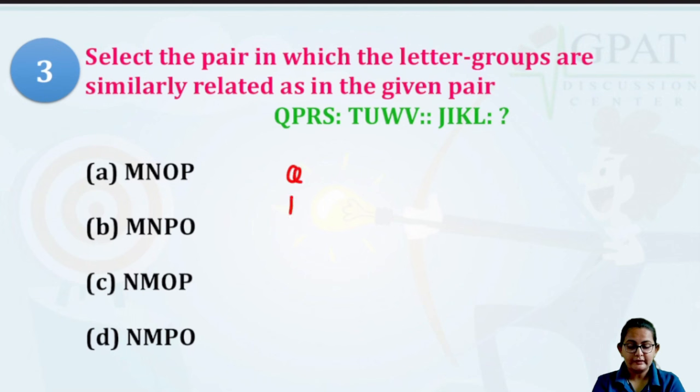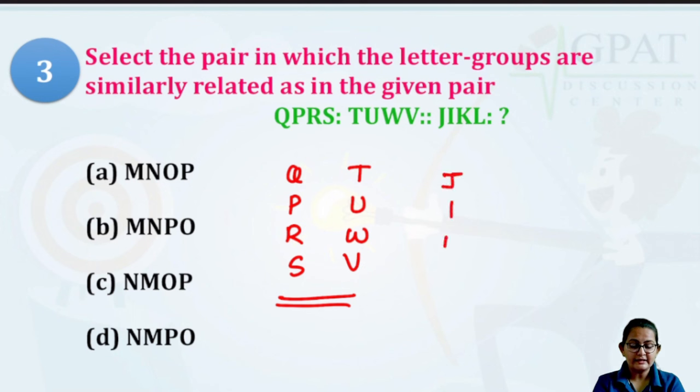So here, the relation is what we have to show. You have to relate QPRS with TUWV, and once you get the relation between these two words, then you have to apply the similar relation to JIKL to find out the answer. Now what is the relation between Q and T?